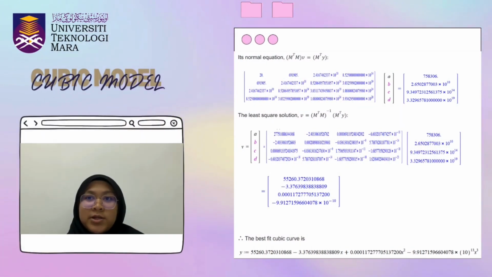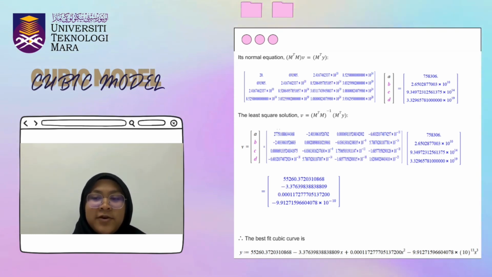We calculate M transpose M and M transpose Y by using Maple, and we substitute the values in the normal equation. Then we calculate the M transpose M inverse in Maple to use in the least square solution to find the best fit cubic curve. The best fit cubic curve is y equals 55260.372 minus 3.376398x plus 0.000117x squared minus 9.912715 times 10 to the power of negative 13 x cubed.